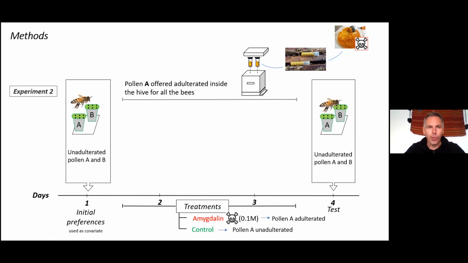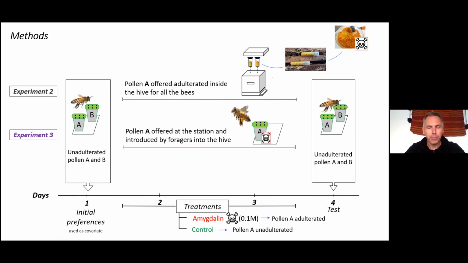And in a third experiment, we follow the same reasoning, but here we let the honeybees, or the foragers, introduce the adulterated pollen into the hive naturally. The idea was the same: during these 48 hours, the bees have the opportunity to introduce adulterated pollen into the hive. And again, at day 4, we measure preferences for both pollens, now unadulterated.